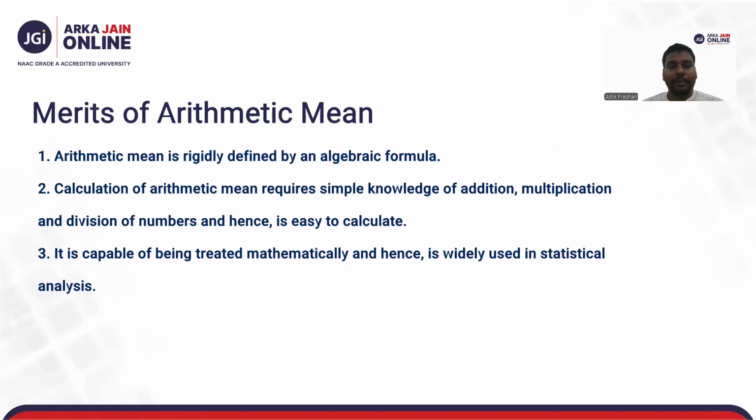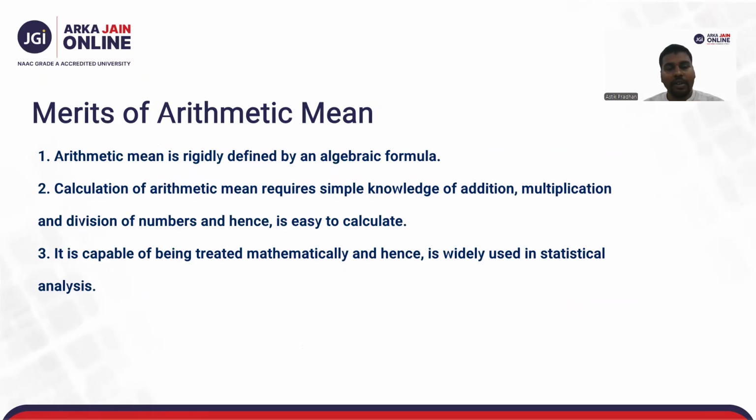So here are some of the merits of arithmetic mean. Arithmetic mean is rigidly defined by an algebraic formula. The formula I have already mentioned in the previous slide: summation of x divided by n. If you represent the mean value with x bar, then x bar is equal to summation of x divided by n, which is nothing but the total number of values.